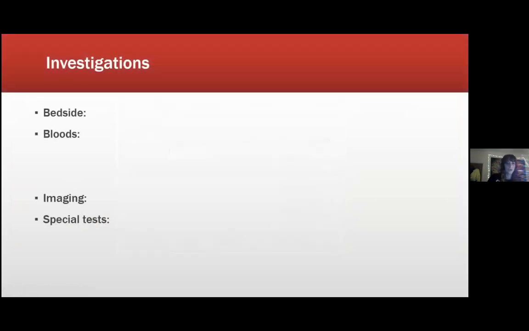Okay, so I've split the investigations up into bedside, bloods, imaging, and special tests. We've already done one of the bedside investigations. We've done the ECG. And what do you think is the most important blood test to do? Troponin. Yeah, perfect. So the troponin.